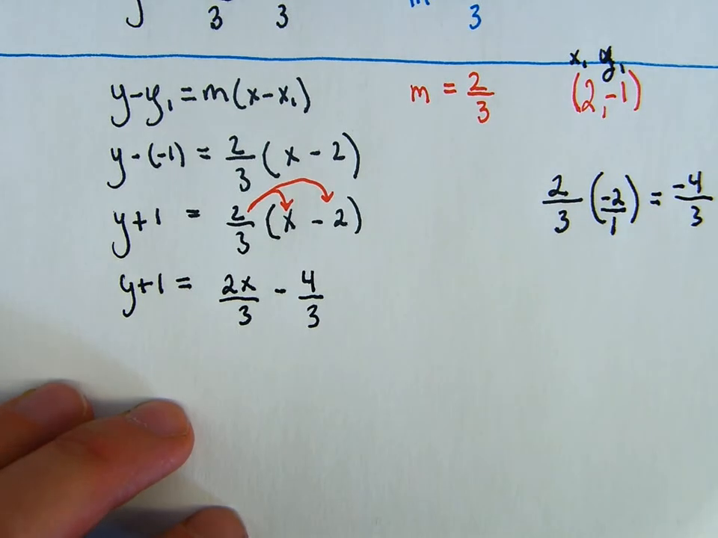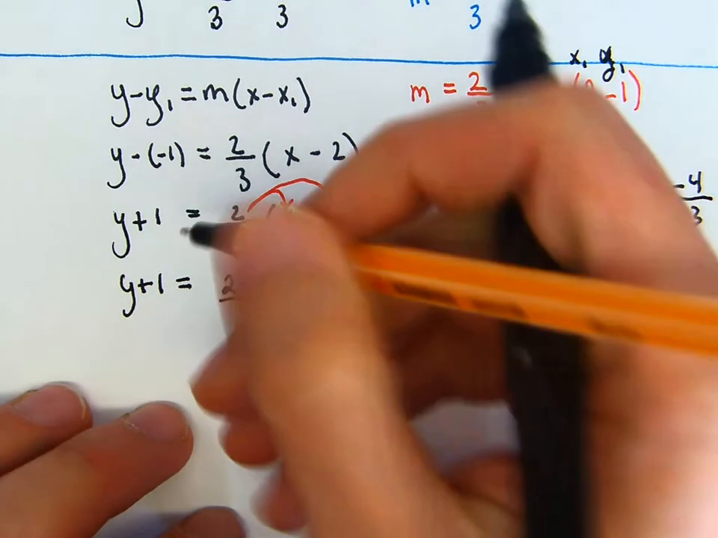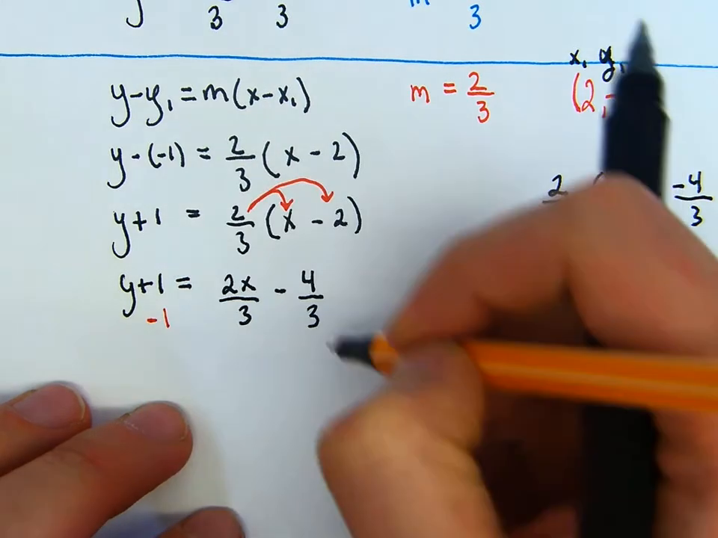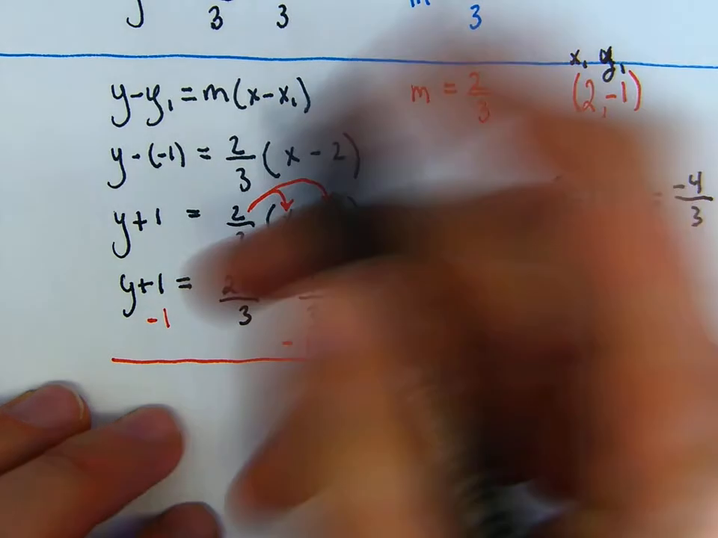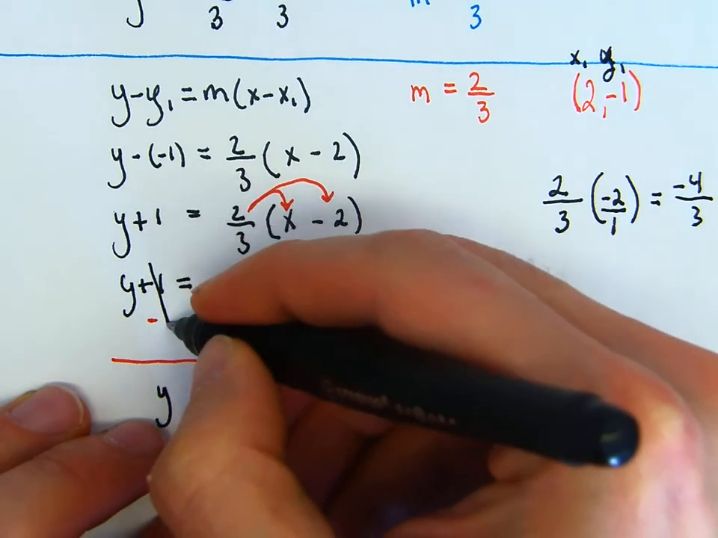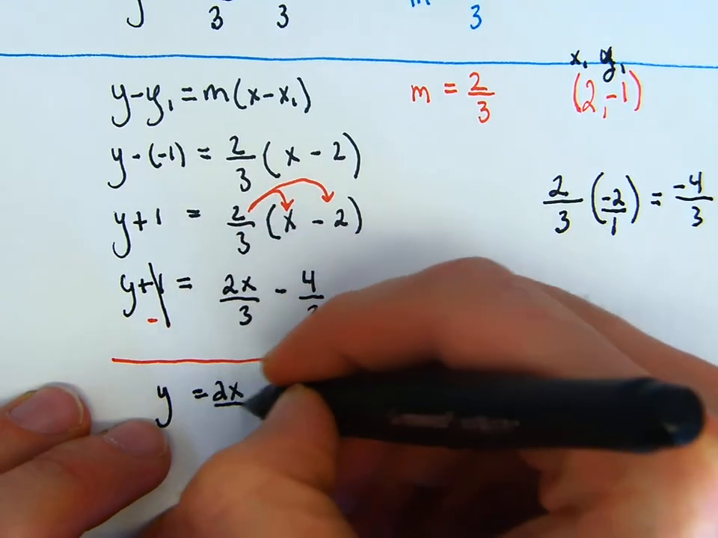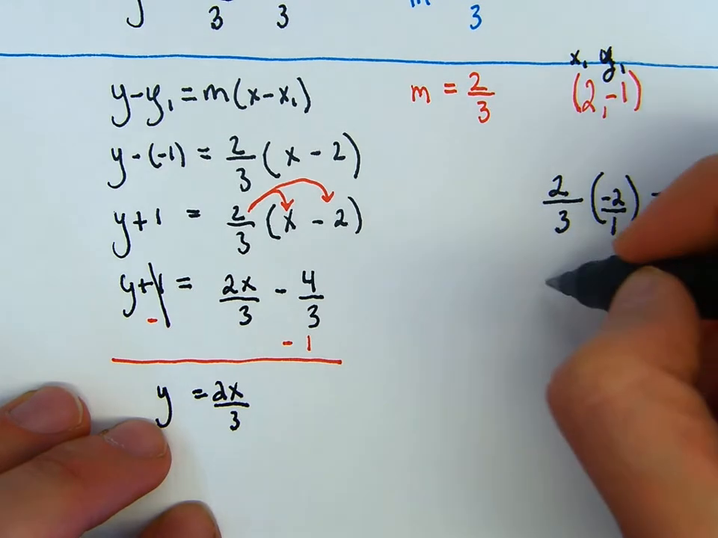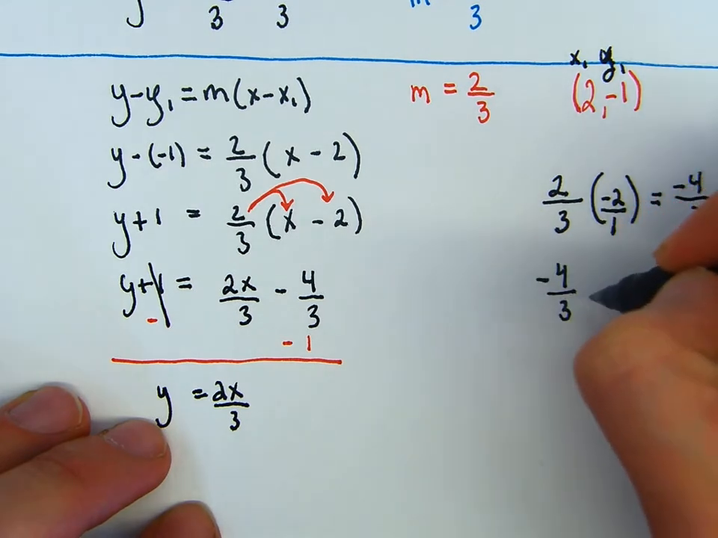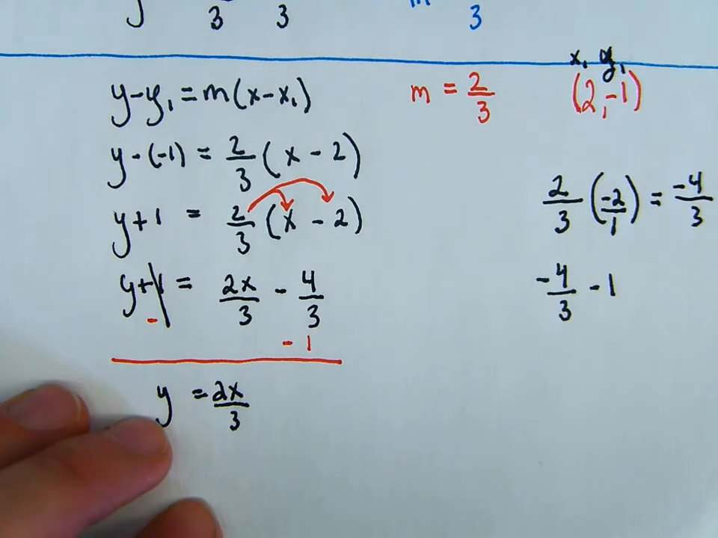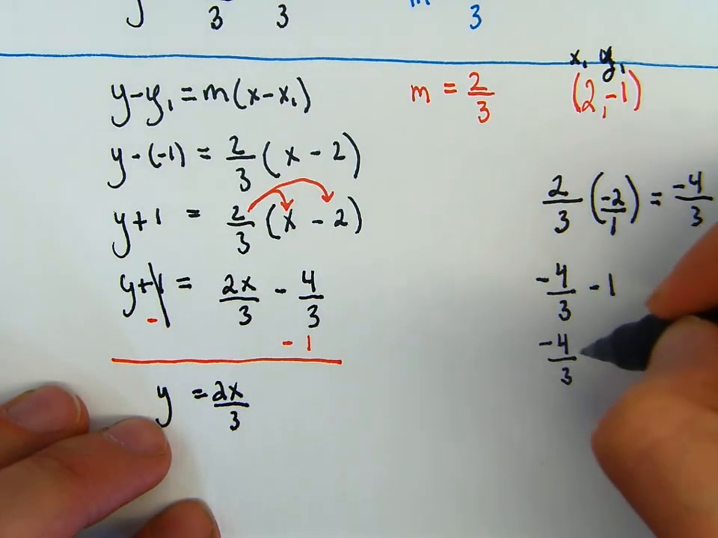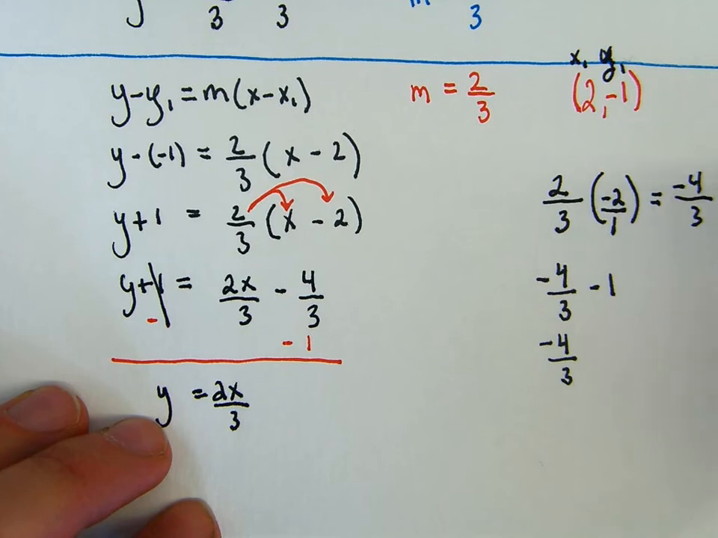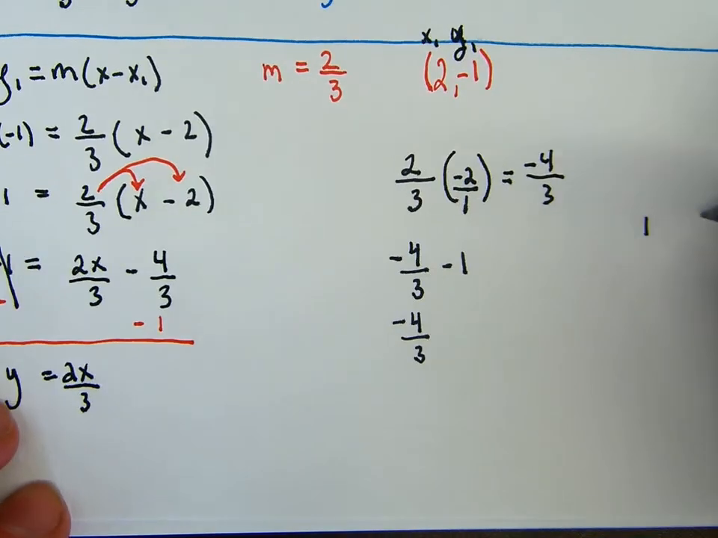Great. Now you almost have y by itself. You need to subtract 1 on both sides. So I subtract 1 here and I subtract 1 here. This stays as y, this cancels, equals 2x over 3. Now be patient. How do you take negative 4 over 3 minus 1? You want 1 to equal 3 over 3.